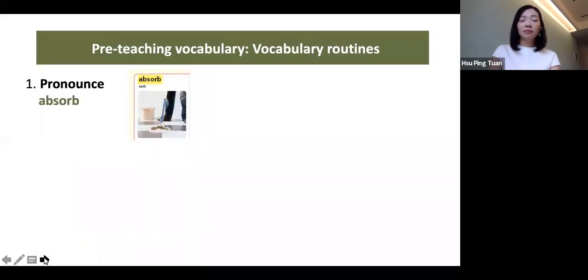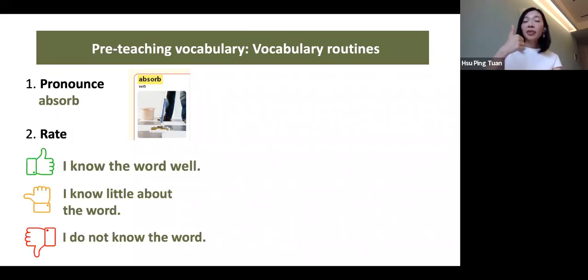So let me give you an example to show you how to do this. If I'm going to teach the word absorb, then I'm going to point to the picture and then I'll pronounce the word with the students and I will say absorb. And then I will have students rate their understanding of the word with some hand gestures. They will give me a thumbs up if they think they know the word really well. They will give me a thumbs middle if they're not sure about it. They may know this word, but they're not sure. They may give me a thumbs down if they think they know so little about the word.